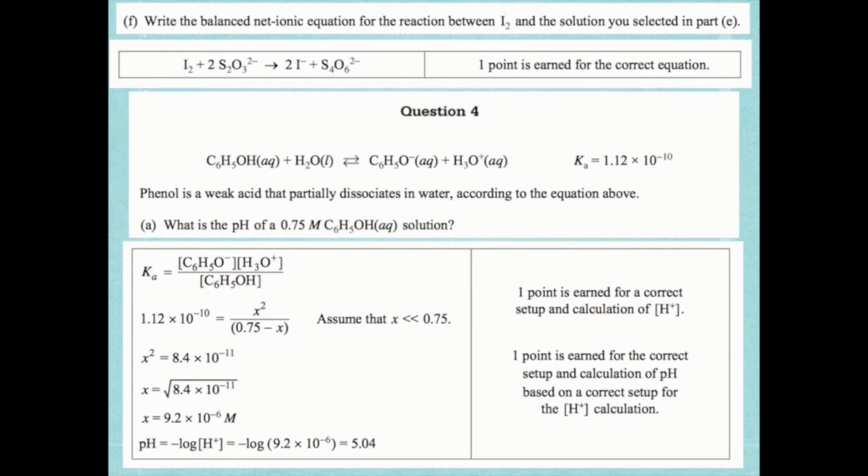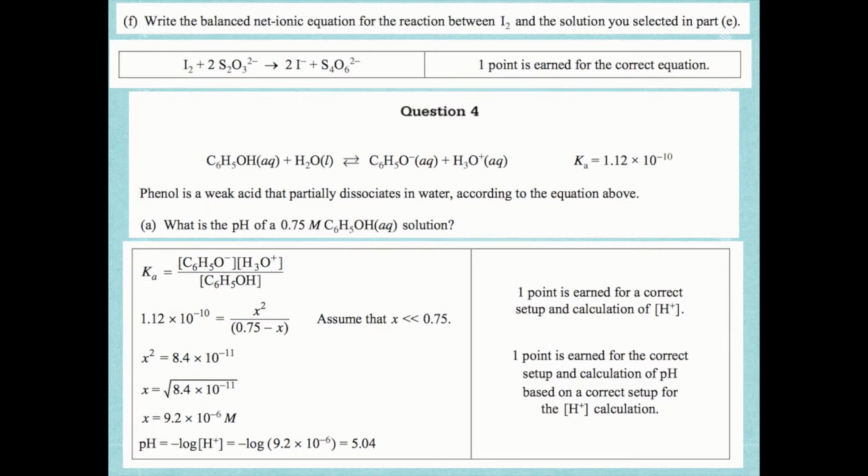So remember the rule of 100. 0.75 divided by 1.12 times 10 to the negative 10, that's going to be quite a bit larger than 100, so you're good. So we're going to cross out the X. We're going to multiply the 1.12 times 10 to the negative 10th by 0.75. And then we're going to square root that, and we get X is 9.2 times 10 to the negative 6.